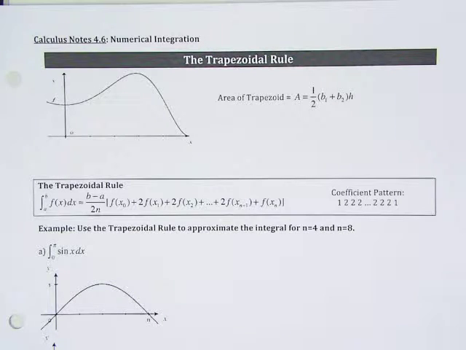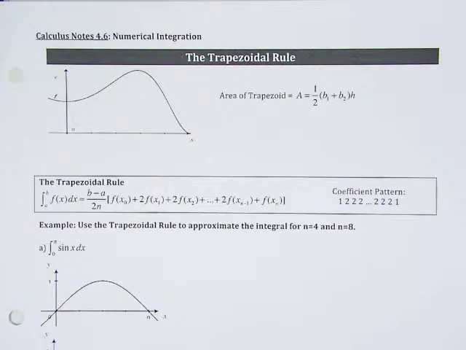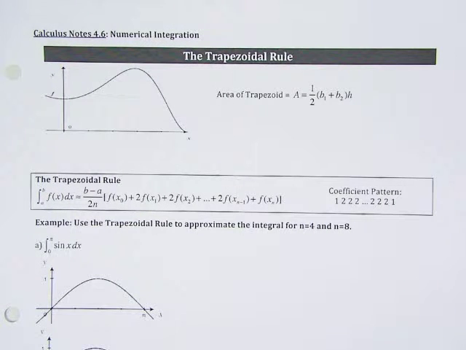Okay, so today we're talking about the trapezoidal rule, and it's basically another way for us to approximate the area under the curve, and it's going to be used with functions where we can't easily find an elementary function that is the antiderivative.